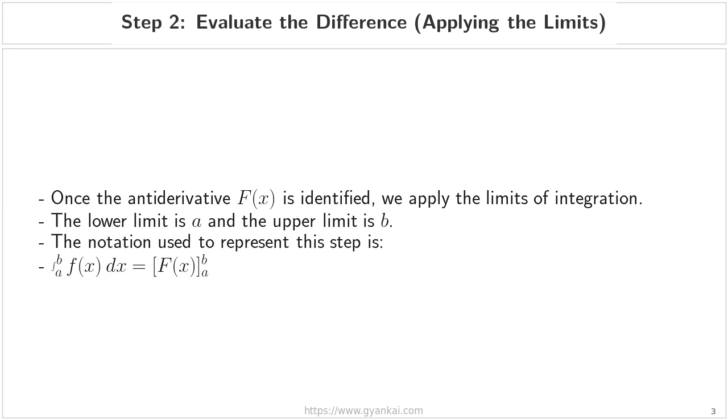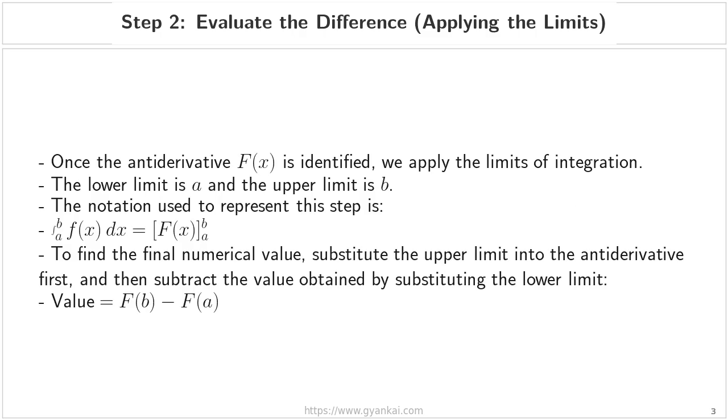These values define the interval over which we're calculating the area. Now, to show that we're evaluating the antiderivative at these limits, we use a specific notation. We write the antiderivative, which we've called F of x, inside square brackets, with the upper and lower limits written as a subscript. So the integral from a to b of f of x dx, that's read as the integral of f of x with respect to x from a to b, is represented as F of x, enclosed in square brackets, with a and b written below it like this. F of x with a subscript a to b. This simply means we're about to evaluate F of x at b and a.